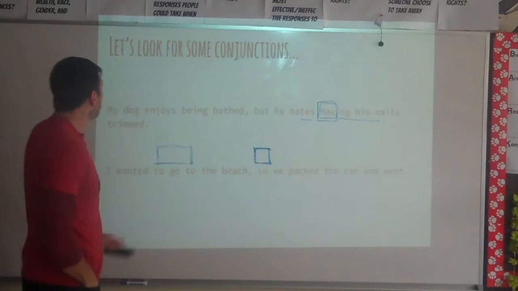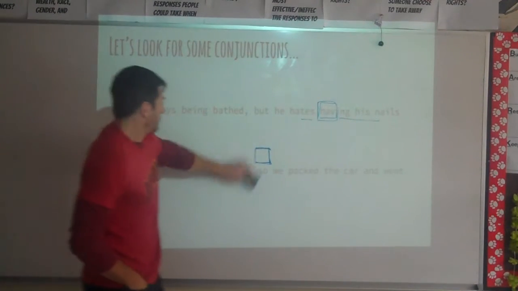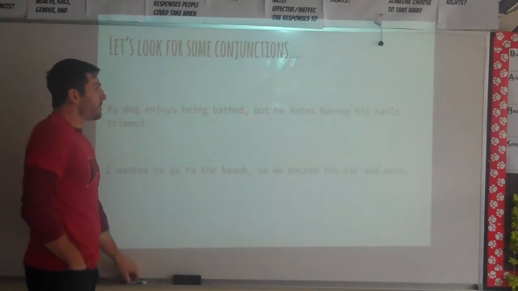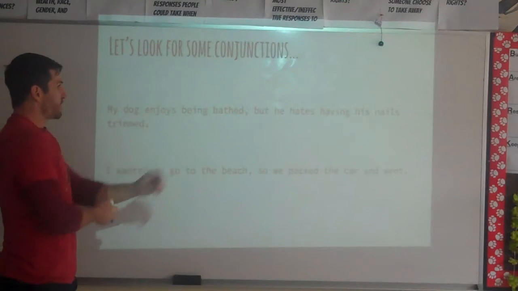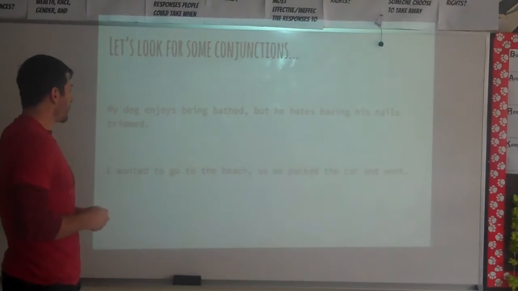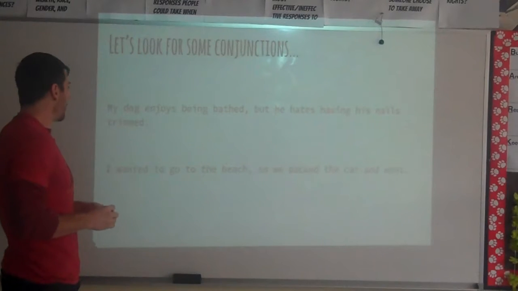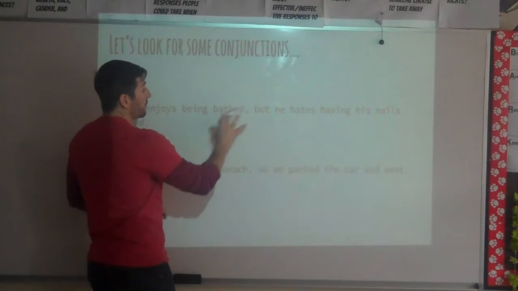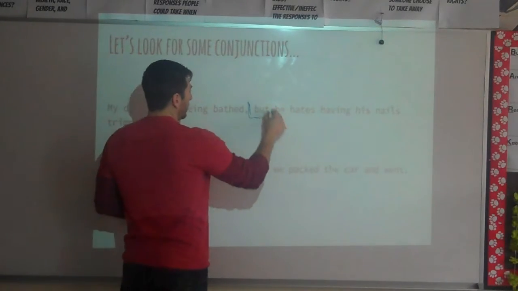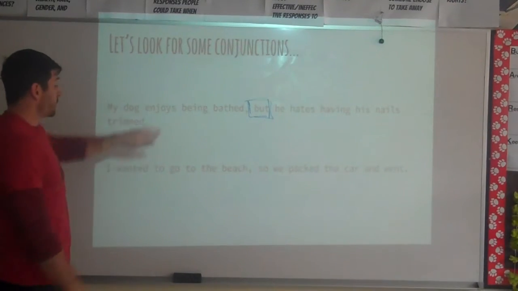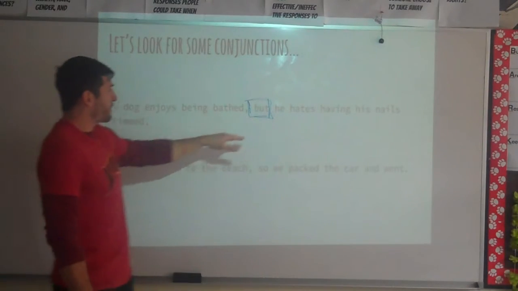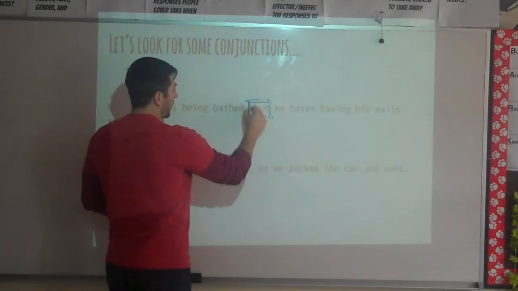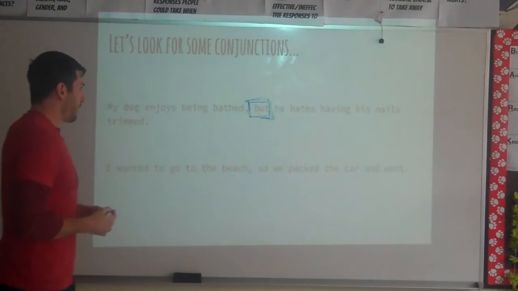All right, next one. My dog enjoys being bathed, but he hates having his nails trimmed. Sounds like a bad problem to have. So, again, that comma, middle of the sentence, that but idea. It's joining them together, right? My dog enjoys being bathed. That can stand by itself. But then we also have he hates having his nails trimmed, right? So that but, right, is that conjunction that brings them together.